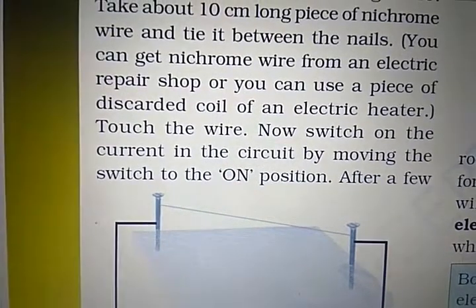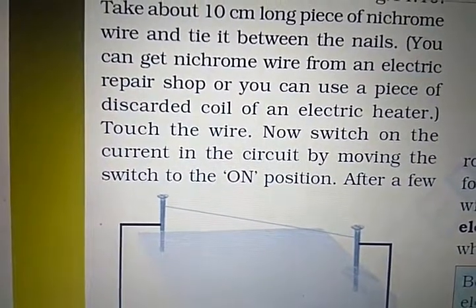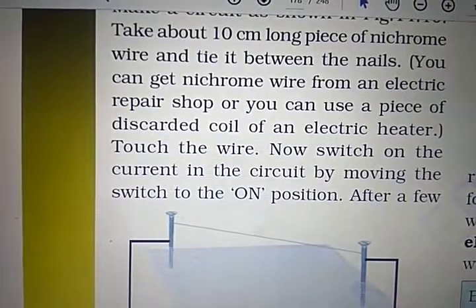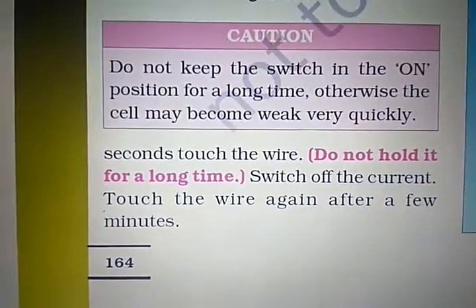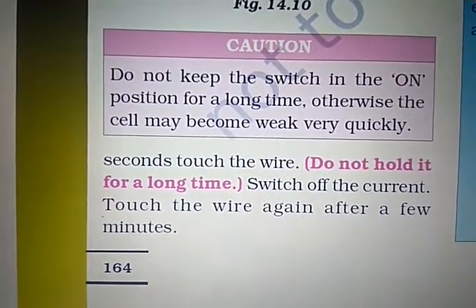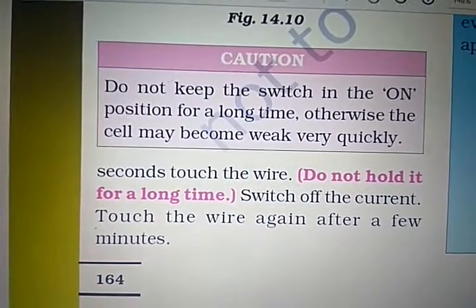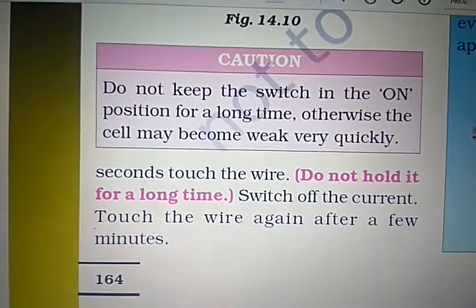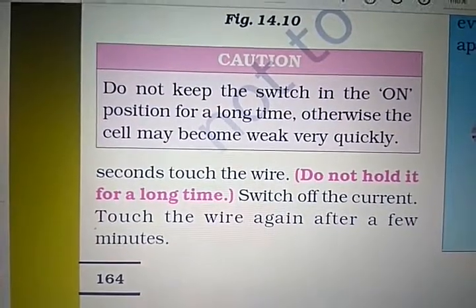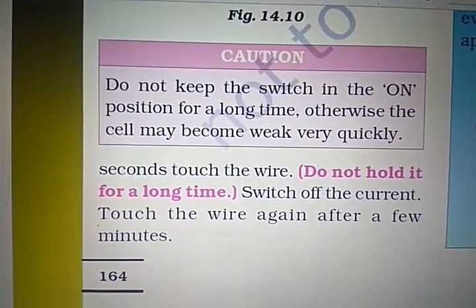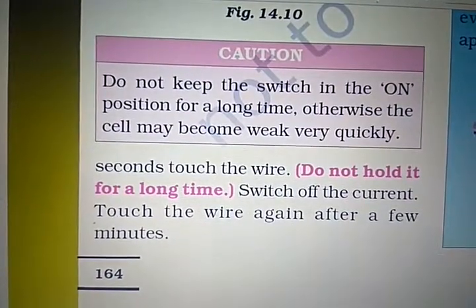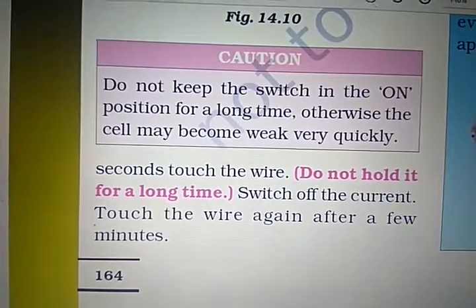Now switch on the current in the circuit by moving the switch to the on position. After a few seconds, touch the wire. Do not hold it for a long time. Switch off the current. Touch the wire again after a few minutes. You see here some precautions you have to take. Do not keep the switch in the on position for a long time, otherwise the cell may become weak very quickly.